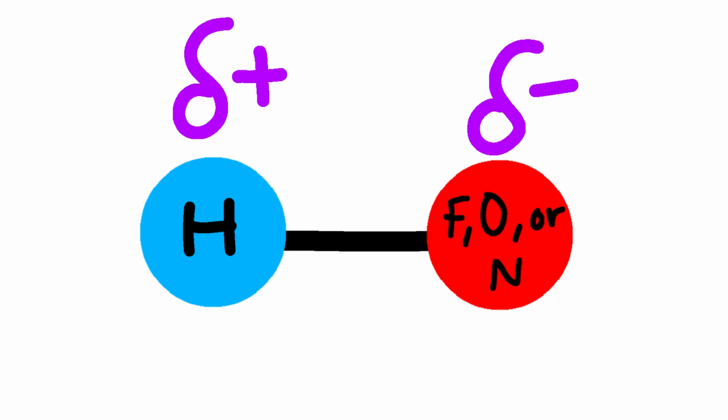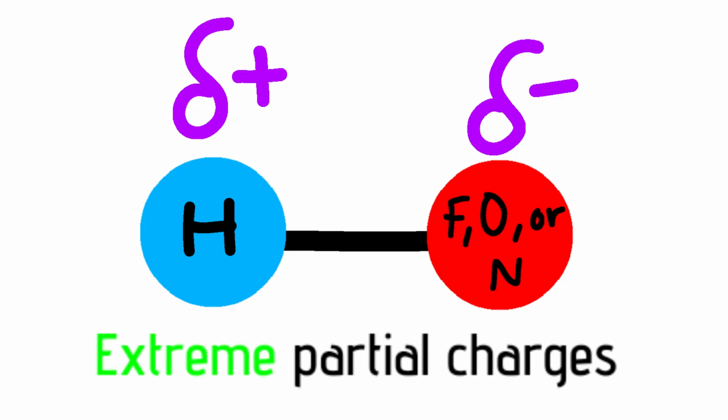And just like with our polar bonds, the fluorine, oxygen, or nitrogen, depending on which one it is, will be partially negative, and the hydrogen will be partially positive. However, because there's such a big electronegativity difference between hydrogen and the other atom, these partial charges become amped up. Hydrogen becomes extremely partially positive, and the other atom becomes extremely partially negative.